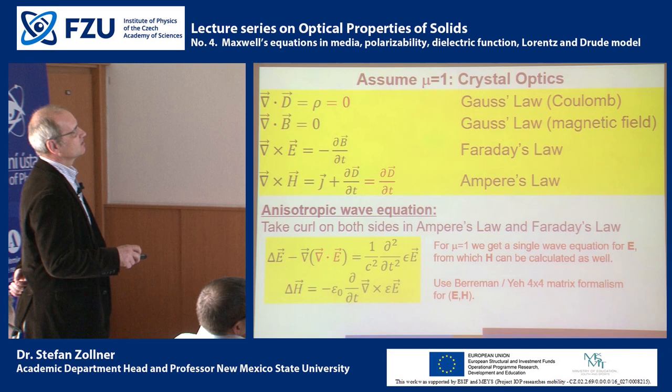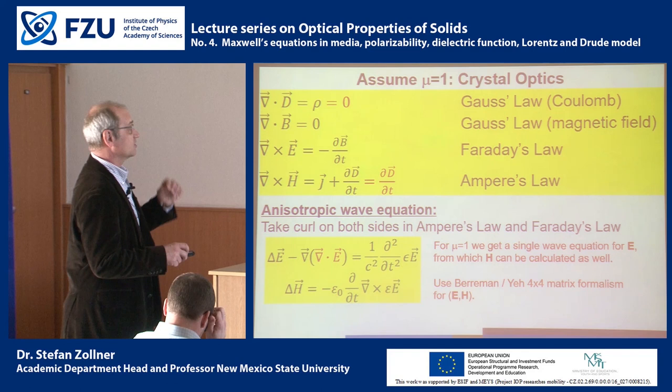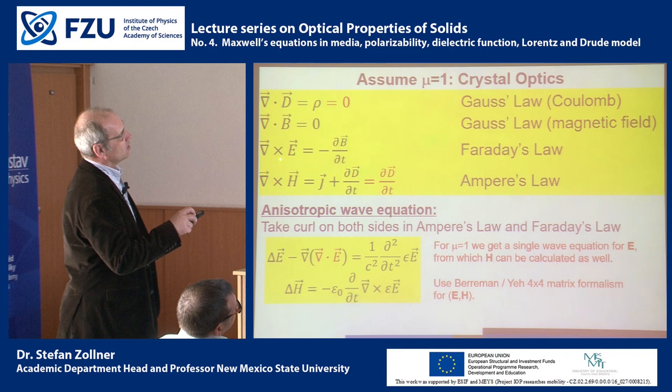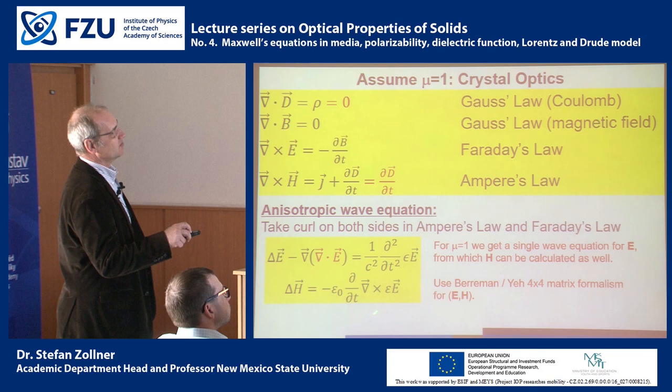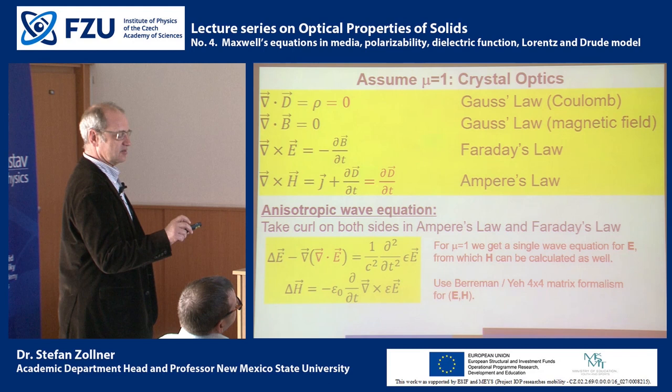But for the magnetic field, we still get an equation which is coupled. We don't get a wave equation. And the reason is that, well, we know what is the curl of the electric field, but here we have the curl of the dielectric displacement. This epsilon, because it is a tensor, will not simply come before the curl. So this curl of the dielectric displacement cannot be simplified.